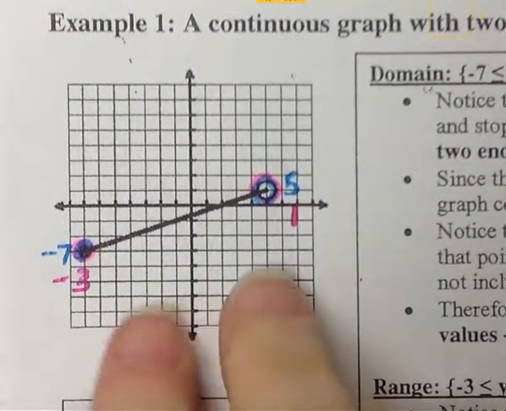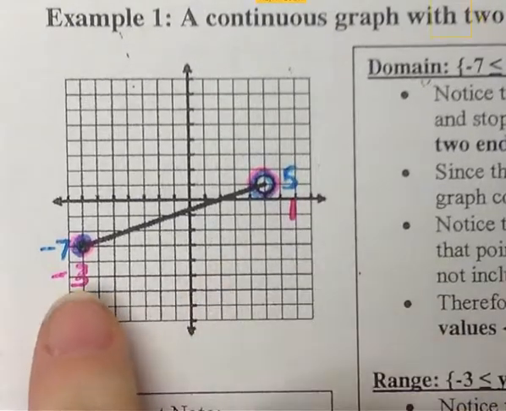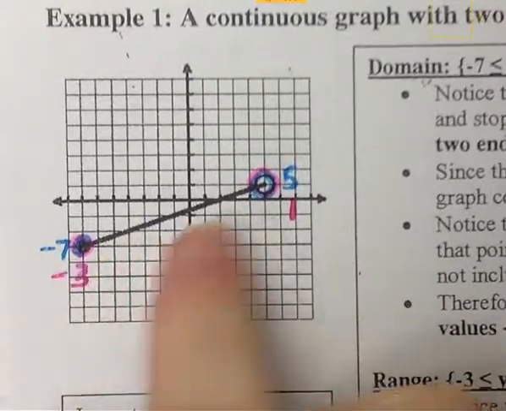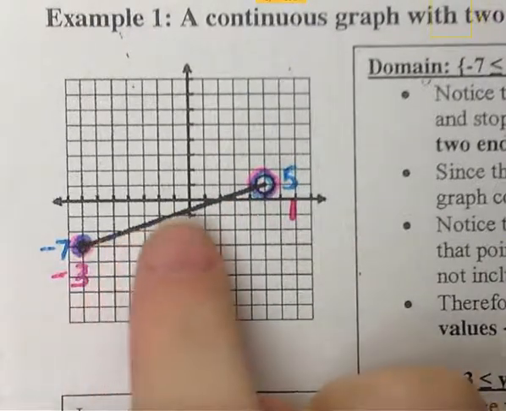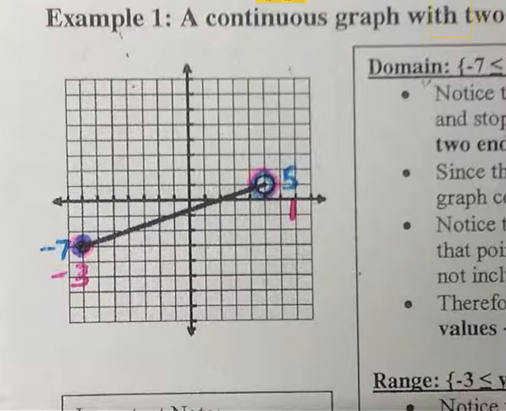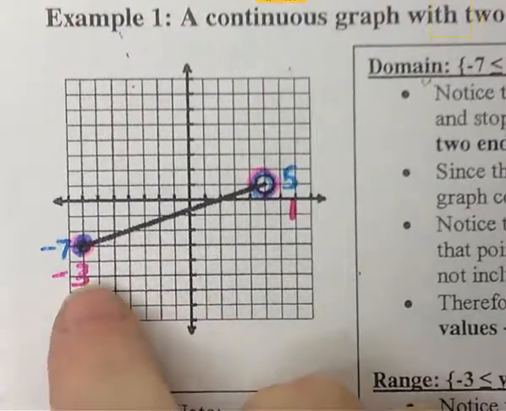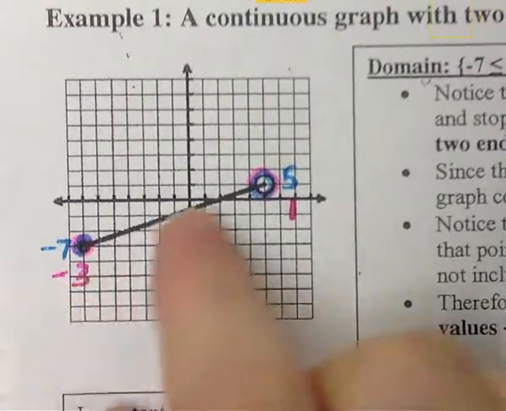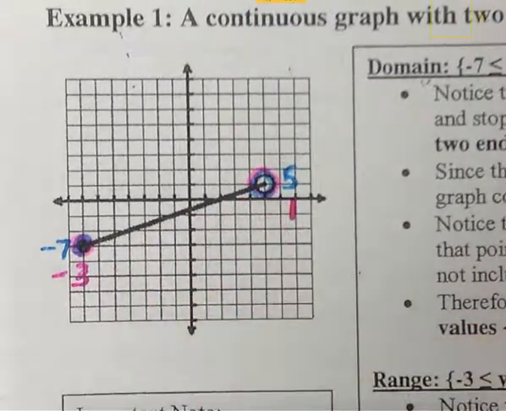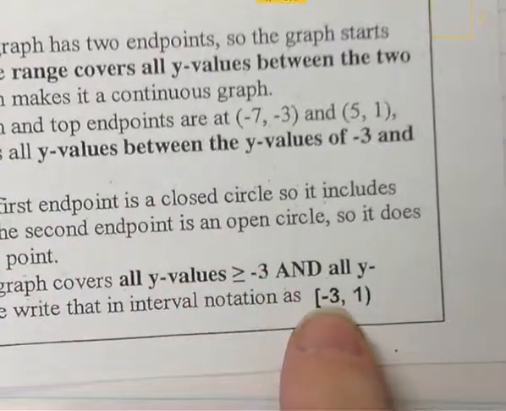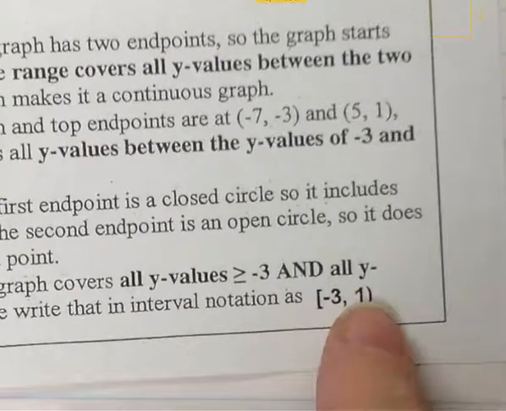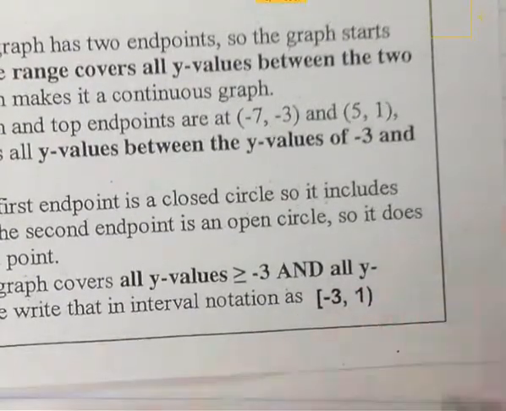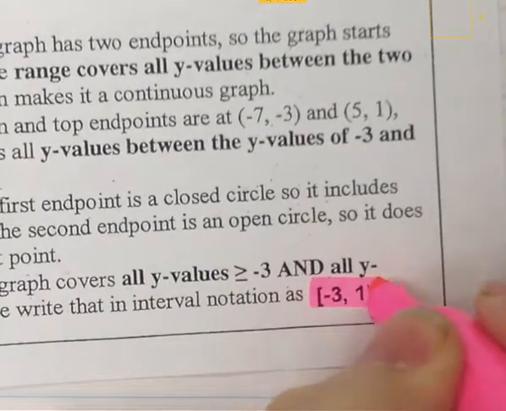Now, when I write my interval notation, I want to see if there's any gaps. So from the pink to the pink, I could keep my pencil on that paper the entire time, so there's no gaps. That means I can go from -3, because that's my smallest number, all the way up to that +1. So my interval notation will be written as -3 to +1. It was closed on the -3, and it was open on that +1. So I have a closed bracket on -3 and an open bracket on that 1.